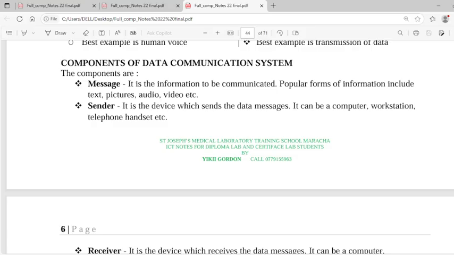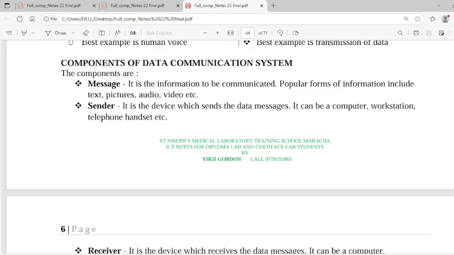In the data communication system, one component that we are going to look at is the message. A communication system without the message will not be a complete one. A message is the communication or information to be communicated. The form of information may be text, picture, audio, video, or a game. Those are all messages.